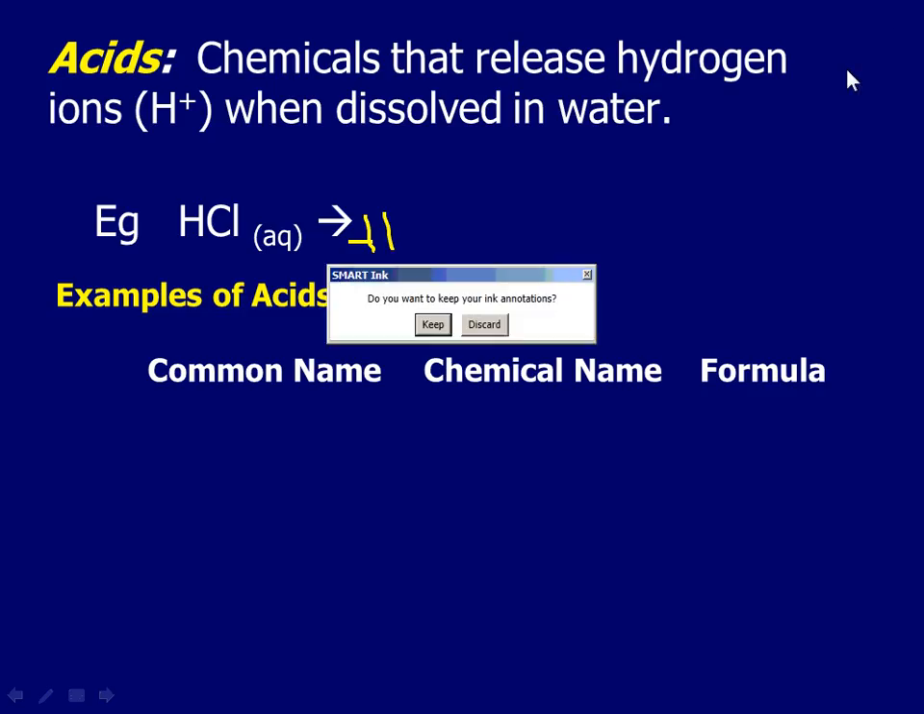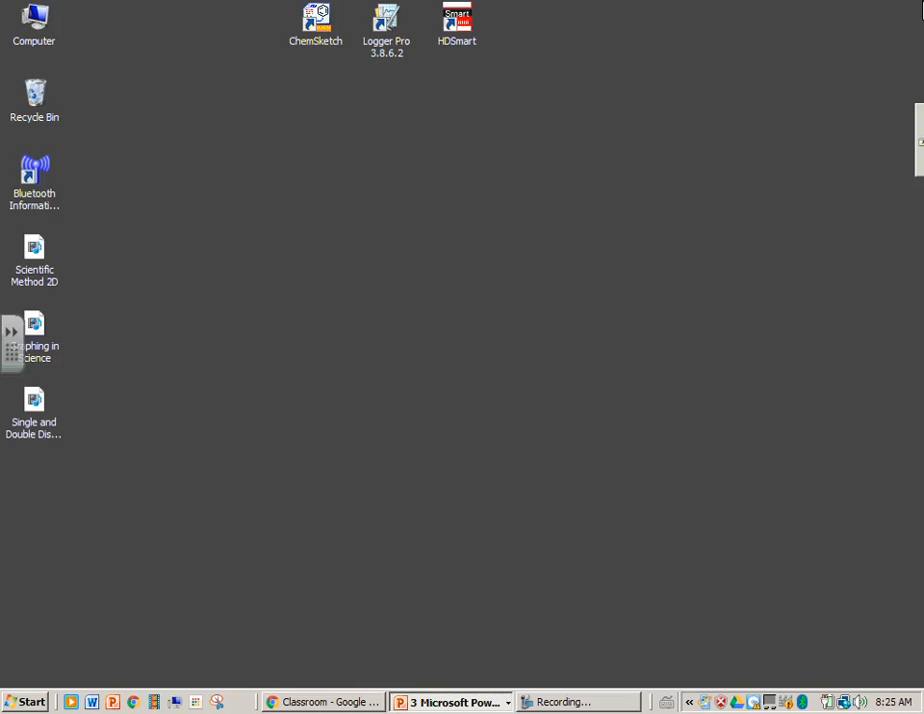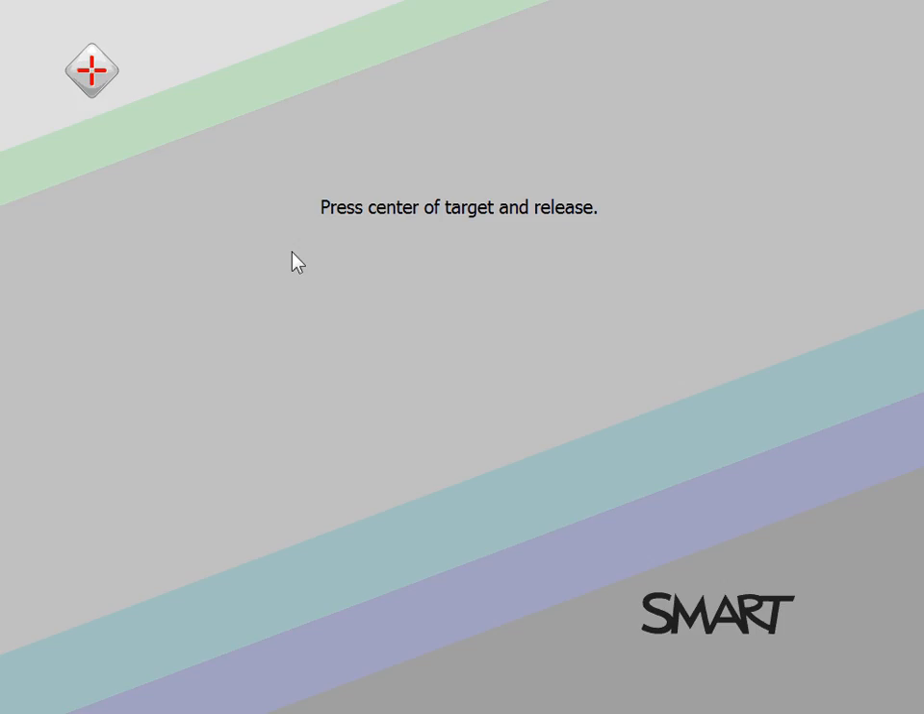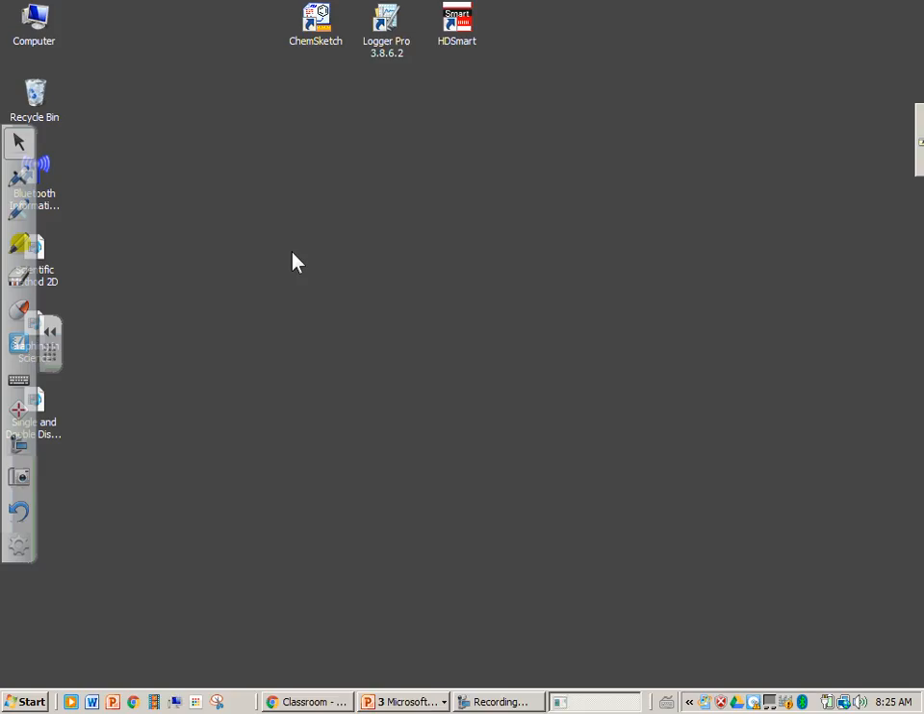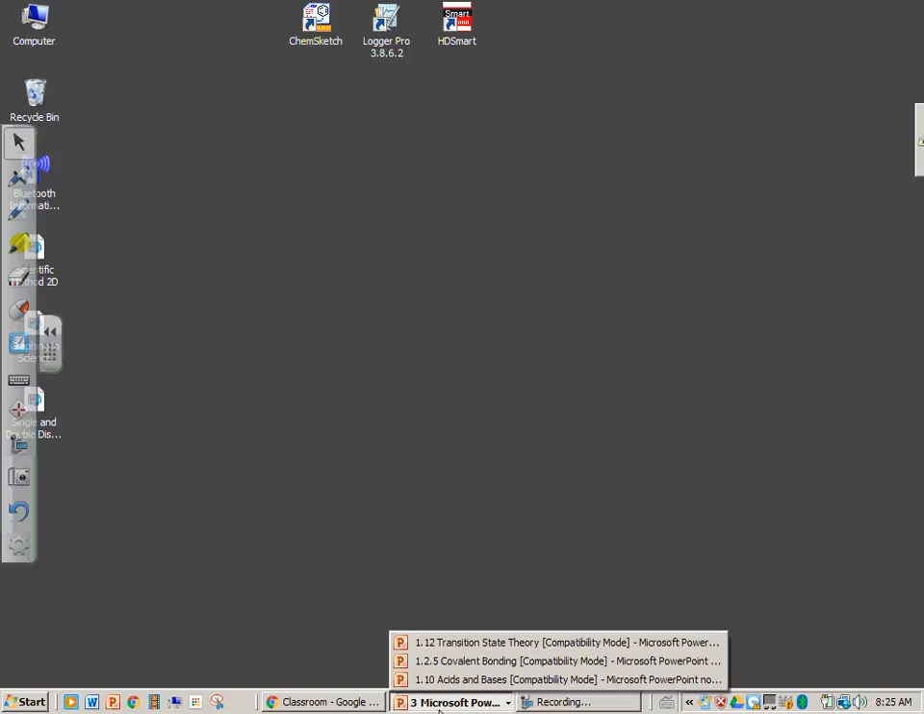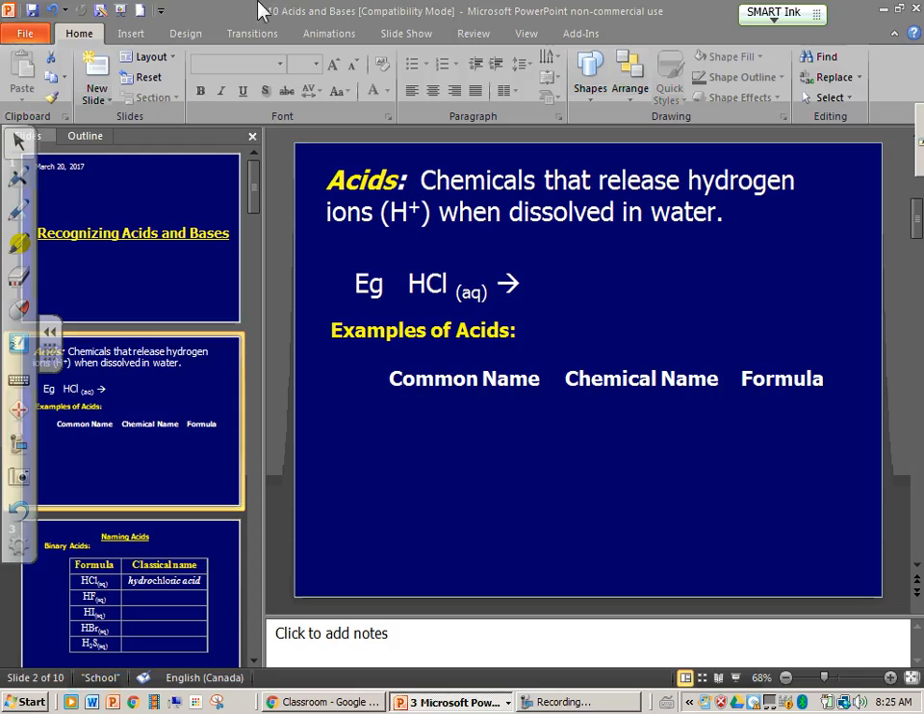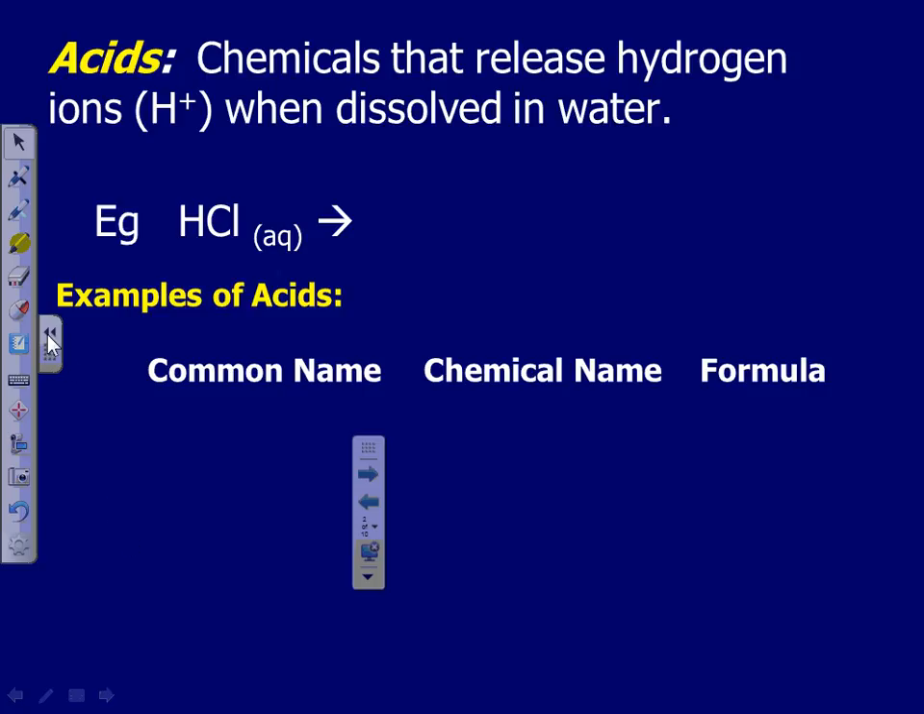Escape. Discard. Click. Click. Thought I had done this as I was talking away. All right. Now we'll be in business here. Click. Acids and bases. Start. Okay. Now we should be in business here.